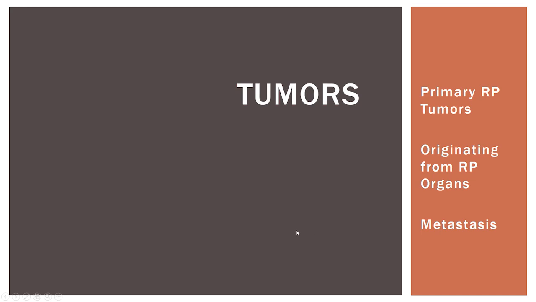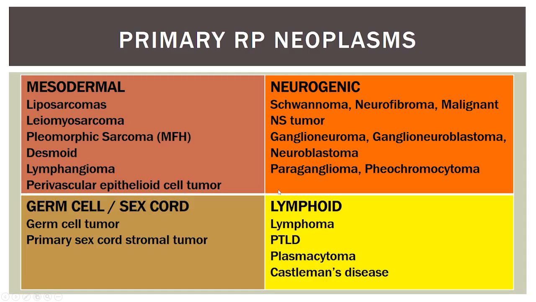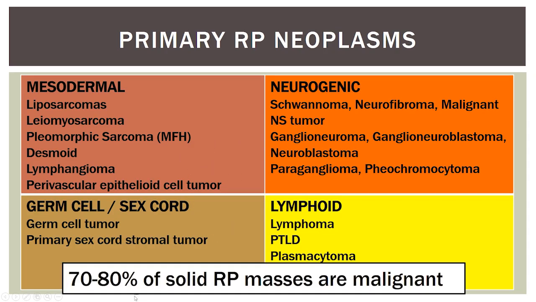When you're dealing with primary tumors in the retroperitoneum, sit back and think that this could be a metastasis, or this could be arising from an RP organ. Among the primary retroperitoneal neoplastic conditions, we have mesodermal tumors, neurogenic tumors, germ cell or sex cord tumors, and lymphoid tumors, which we're going to describe each entity separately. Keep in mind that up to 80% of solid RP masses are malignant, not benign.